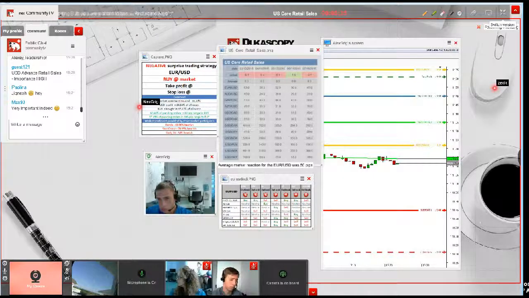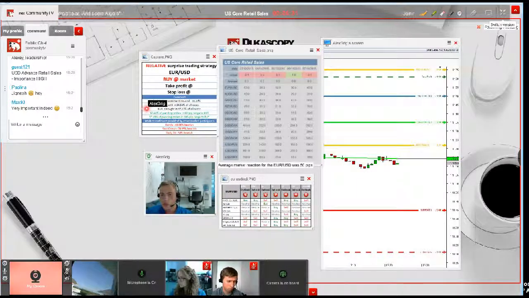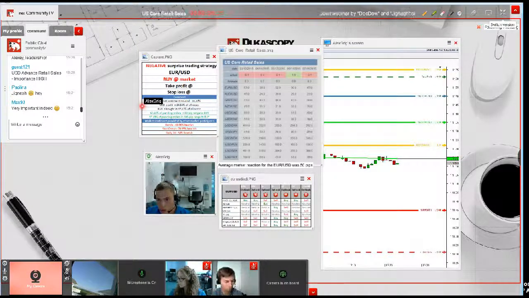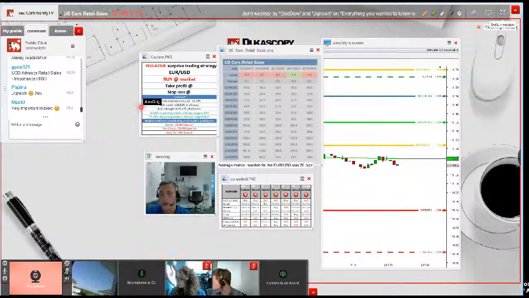And 67.21% of pending orders in the 50 pip range are to buy. And also there are 57.49% of pending orders in the 100 pip range to buy.